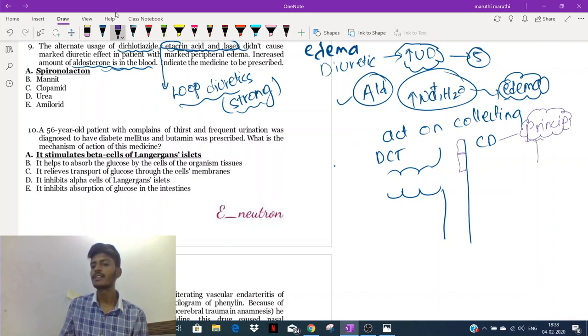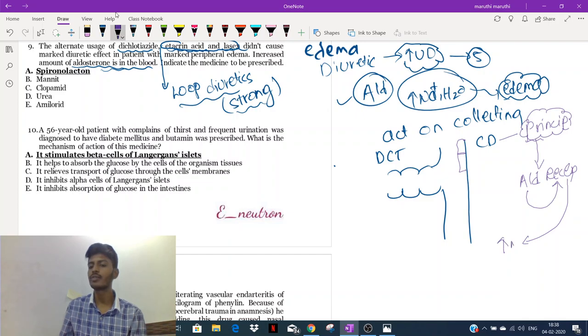In this principal cell, we have aldosterone receptor. When I have aldosterone, aldosterone will go and act on the aldosterone receptor. When aldosterone receptor gets stimulated, that will lead to what? Increase of sodium and water in the body. We have another type of cells called intercalated cell. The drug which is related, spironolactone, will be working on the principal cells. Okay. Now, aldosterone is going and acting on the aldosterone receptor. Yes or no? So it's simple as that.